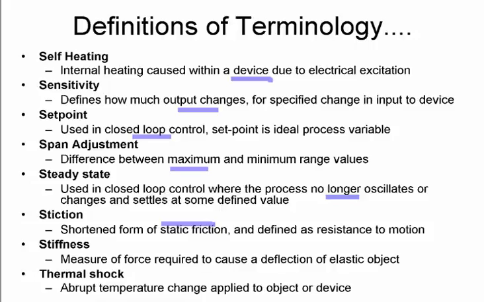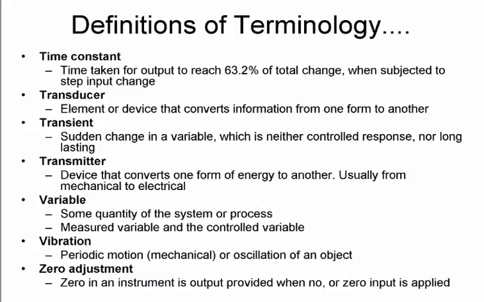Stiffness is a measure of the force required to cause a deflection. Thermal shock is abrupt temperature change applied to an object or a device. Sometimes if we want to do accelerated tests to determine how long the device will last, then we also use something like a thermal shock. Time constant is the time taken for the output to reach 63.2% of total change when we have a stepped input.